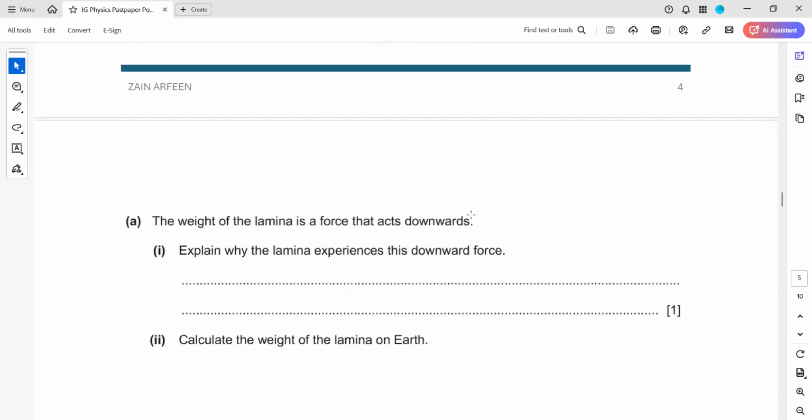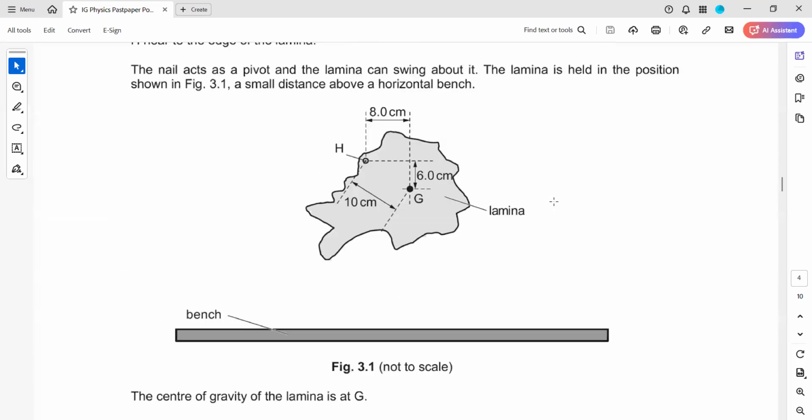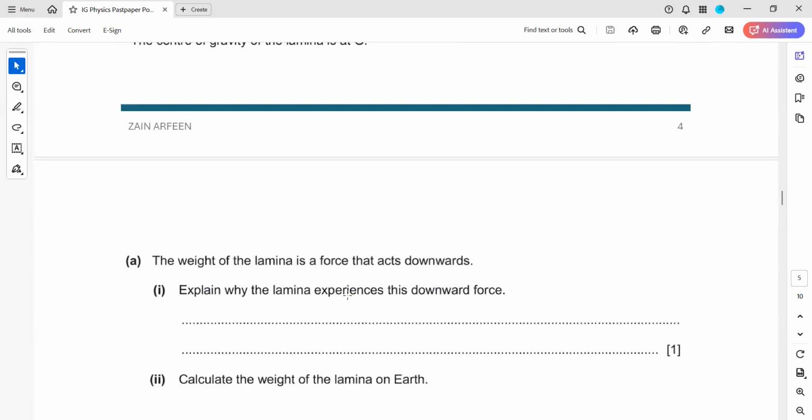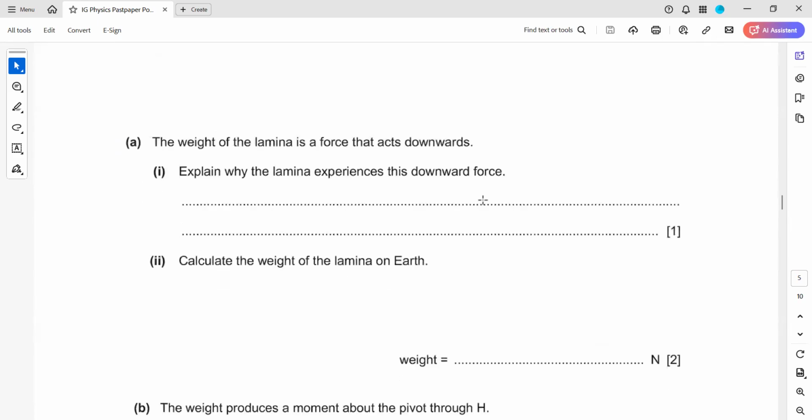The weight of a lamina is a force that acts downwards. Explain why the lamina experiences a downward force. Because of gravity, due to gravity. They already mentioned here that weight is a downward force, so just due to the gravity, the gravitational pull. Only these words, right? Yes, you do not need to extend it.